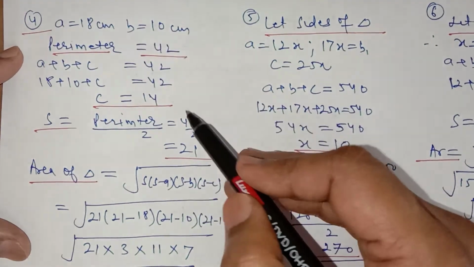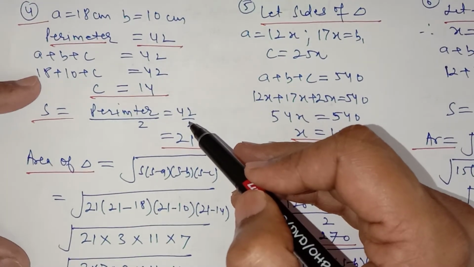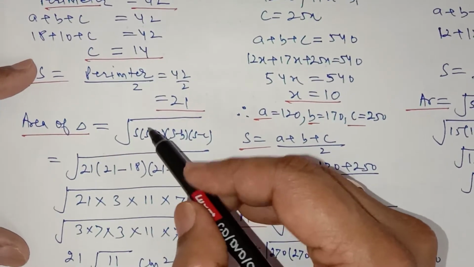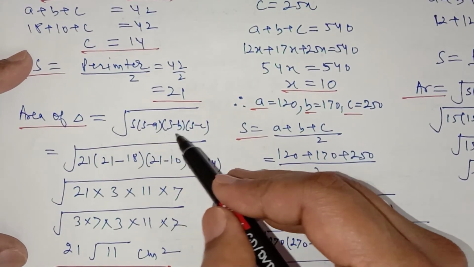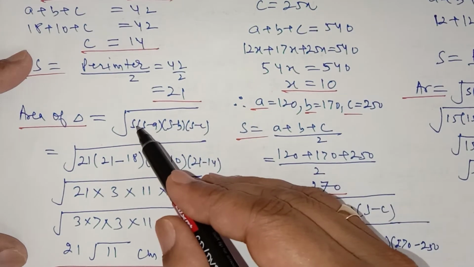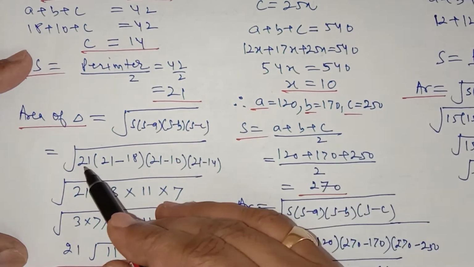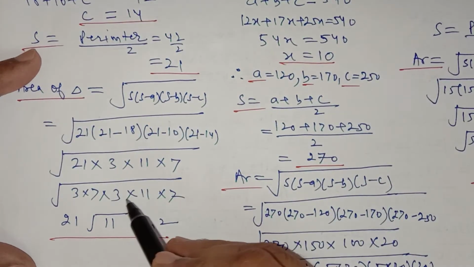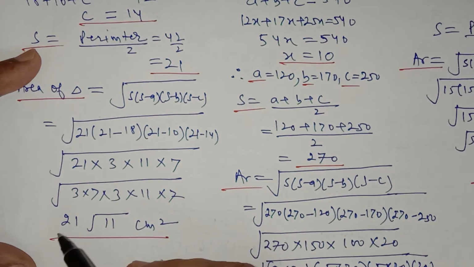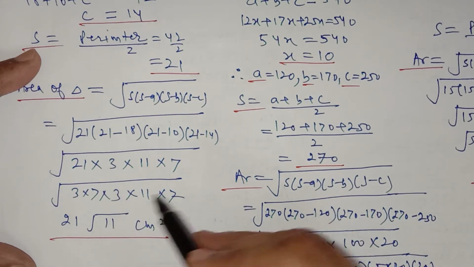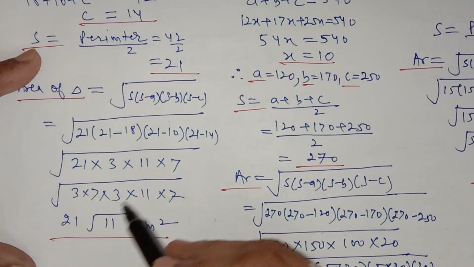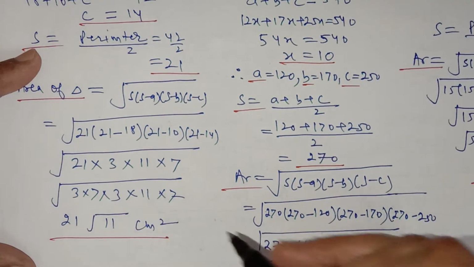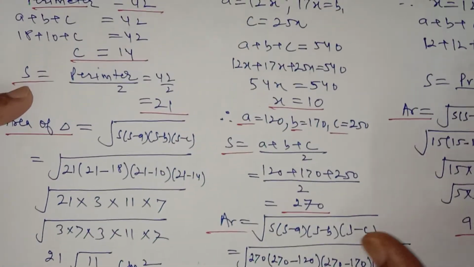Now you know all the sides of the triangle. Now you can easily find the area of the triangle by using Heron's formula, which is equal to under root S, S minus A, S minus B, S minus C. Replace the values of S, A, B and C. Subtract it, make the prime factors. 3 into 3 will come out as 3 outside the square root. 7 into 7 will come out as 7 outside the square root. So 3 into 7 outside the square root, and this 11 remaining. So it is 21 root 11 centimeter square, the area of this triangle.